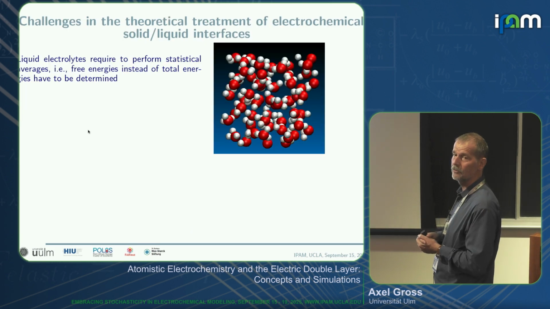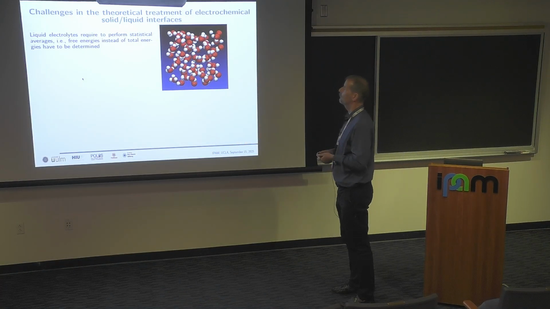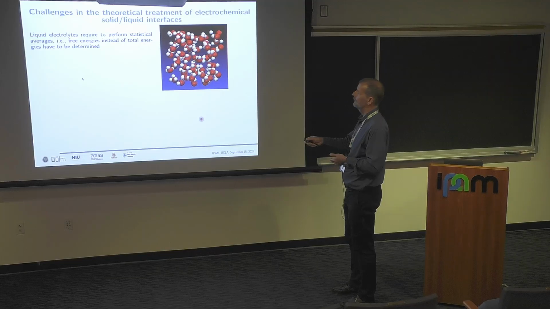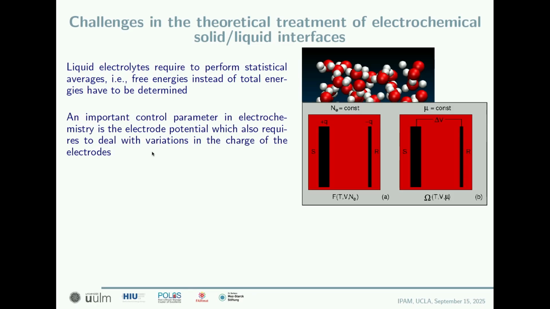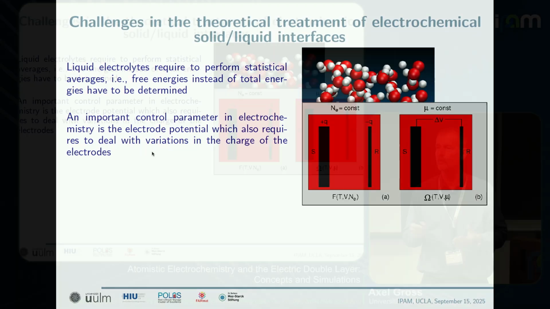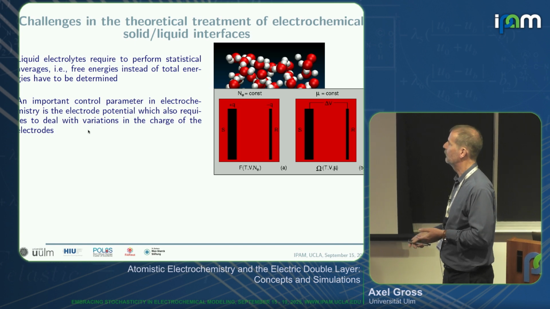And again, the challenges. What are the challenges in the theoretical treatment of electrochemical solid-liquid interfaces? Again, liquid electrolytes require performing statistical averages. So that also means, in principle, free energies instead of total energies have to be determined. Then there is one parameter, and I said I'm a surface scientist, a parameter that is new when you come from surface science: the electrode potential. And I also want to spend some minutes on the definition of electrode potential.